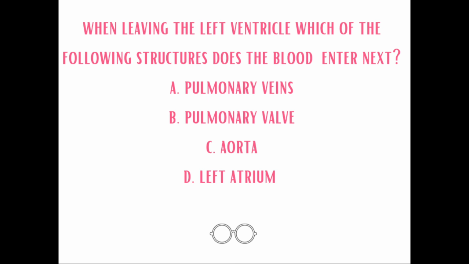Alrighty guys, number 28. When leaving the left ventricle, which of the following structures does the blood enter next? A, the pulmonary veins, B, the pulmonary valve, C, the aorta, or D, the left atrium? The answer here is C, it enters your aorta.